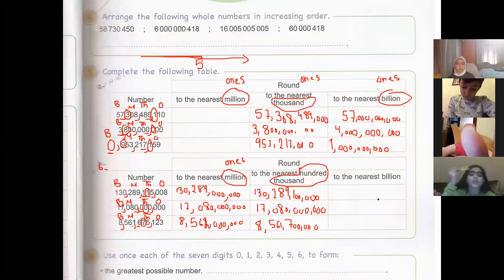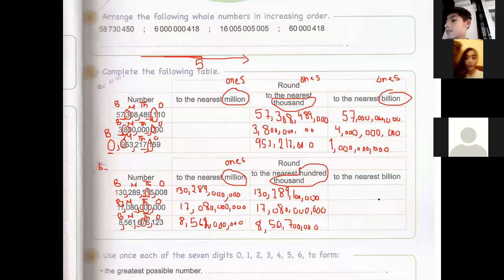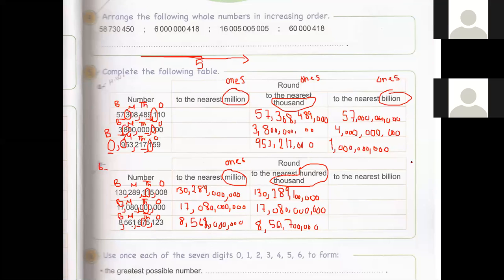Yeah, we still have the last column. Let's continue. So, Hassan Asim. Hassan? Yalla, ya Hassan. The first one. Which digit is the billions digit, ya Hassan?